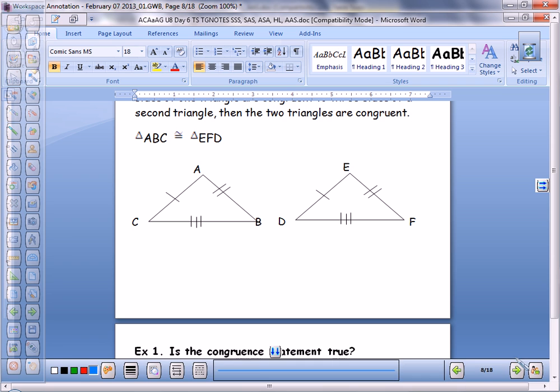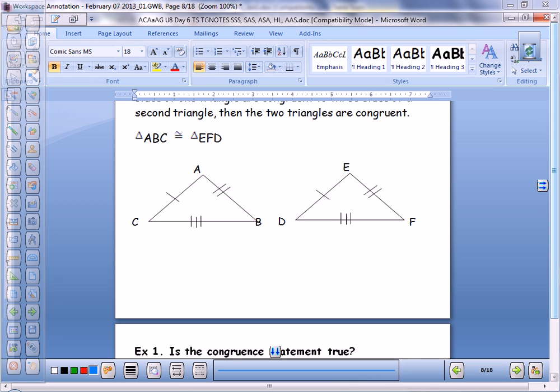Okay, let's take a look at this, guys. We have been doing similarity. Today we're going to start congruence. So let's remind ourselves of what congruence means. Congruence is when all the parts of one figure are congruent to all the corresponding parts of another figure. So if we had congruent triangles and we were to cut one of them out, it would fit exactly on top of the other because all the sides would be congruent and all the angles would be congruent. That's what congruent figures are.